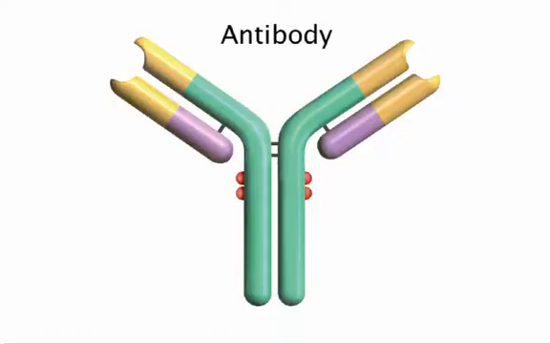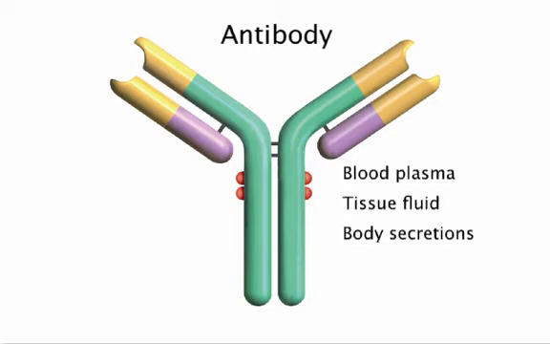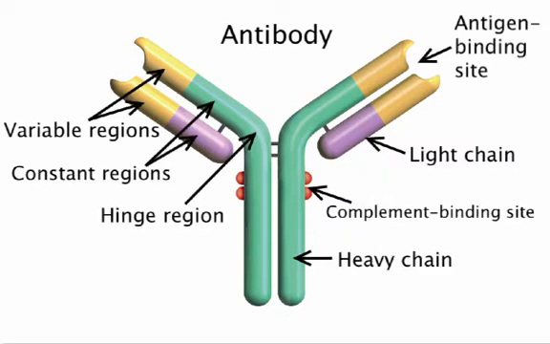Antibodies are defensive gamma globulins which are found in the blood plasma, the tissue fluids, body secretions, and some leukocyte membranes. The basic structural unit of an antibody is shown here. Once released by a plasma cell, antibodies use four mechanisms to render antigens harmless.